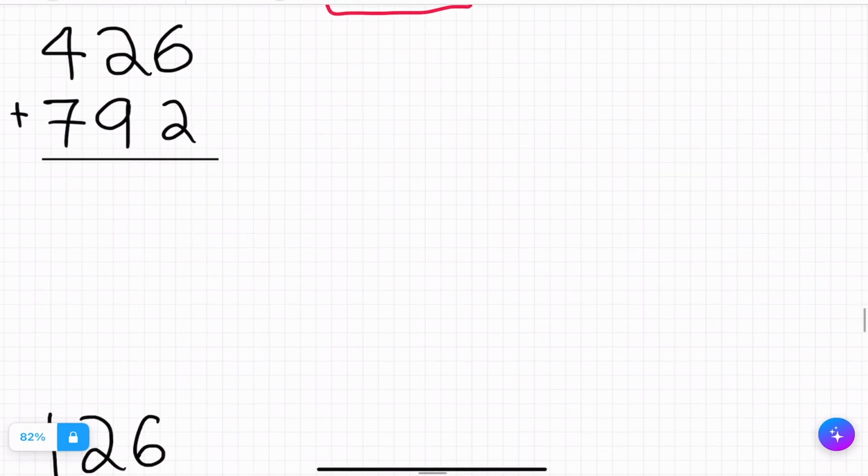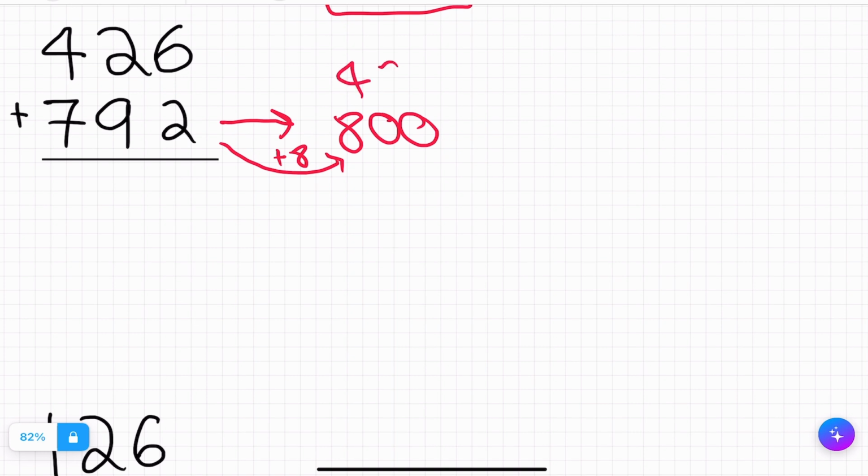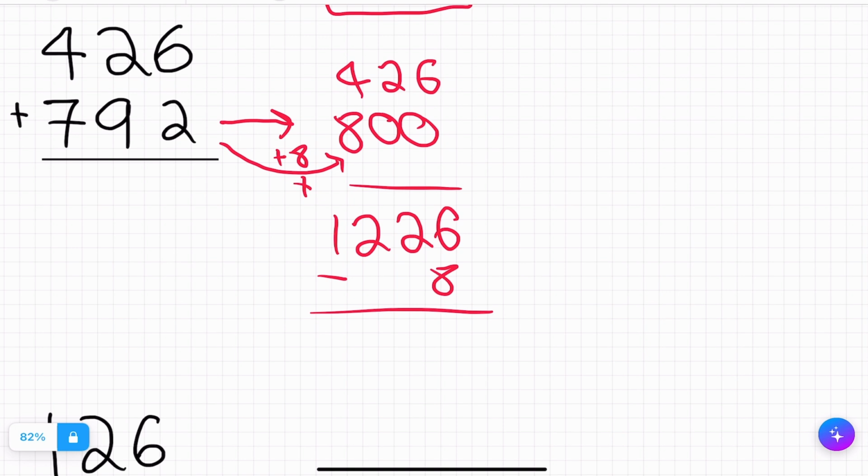All right, what about 426 plus 792? Well, 792 is pretty close to 800, so we're going to round it to 800. And again, in order to get from 792 to 800, we needed to add 8. So later on, we're going to have to subtract those 8. But first, let's do 426 plus 800. That's equal to 1226, and now let's subtract 8. And when we do that, we get 1218.